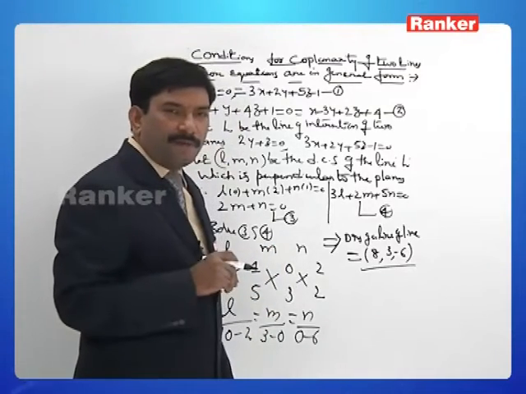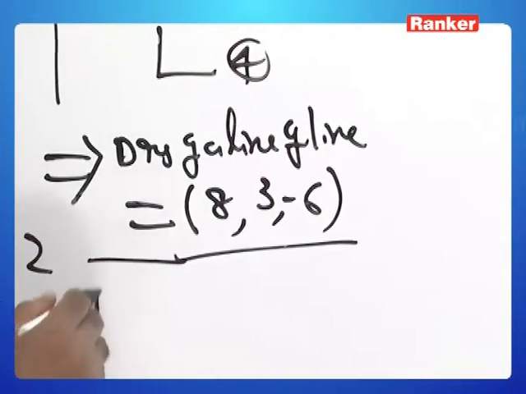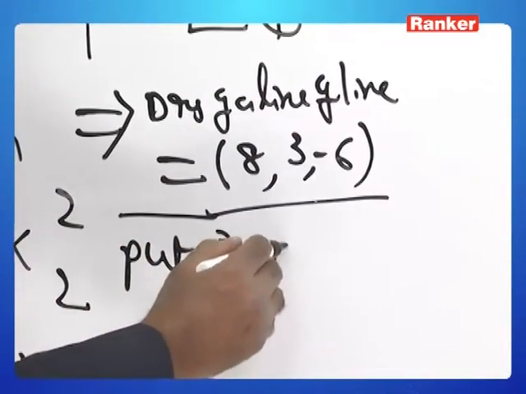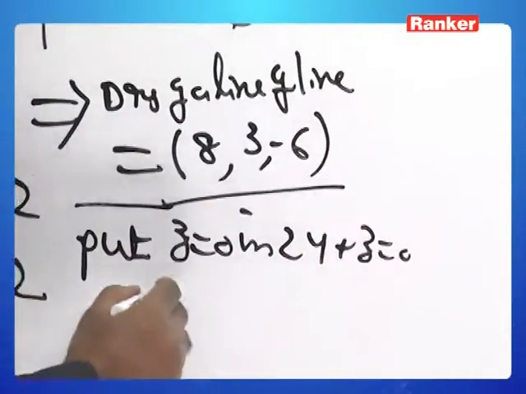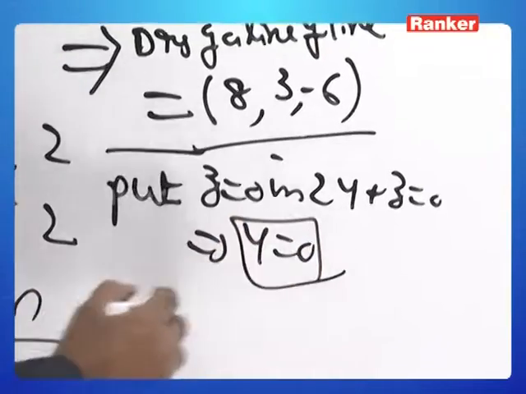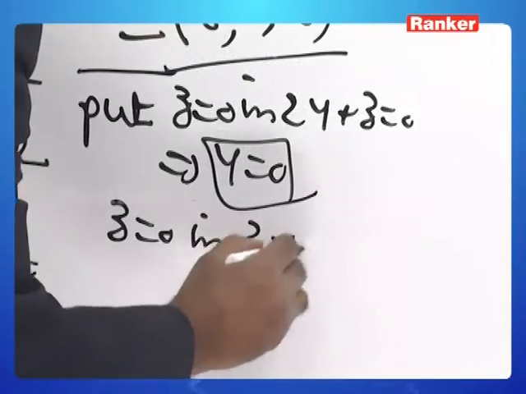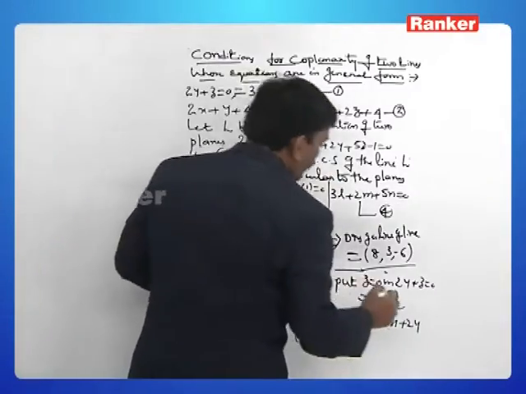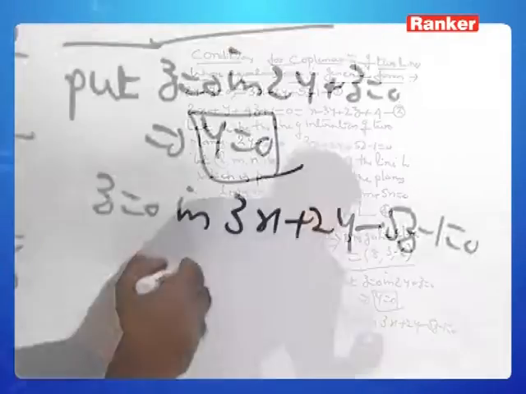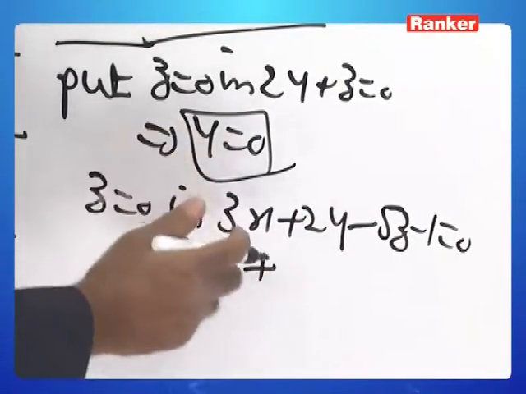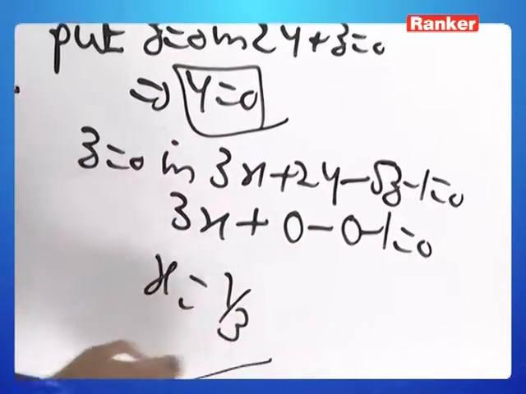Now I want a point. For the point of intersection, put z equal to 0 in 2y plus z is equal to 0, which implies y is equal to 0. Put z equal to 0 in this line: 3x plus 2y minus 5z minus 1 is equal to 0. So I can write 3x, already we got 0 here, this is 0, equals 1, so x is equal to 1 by 3.